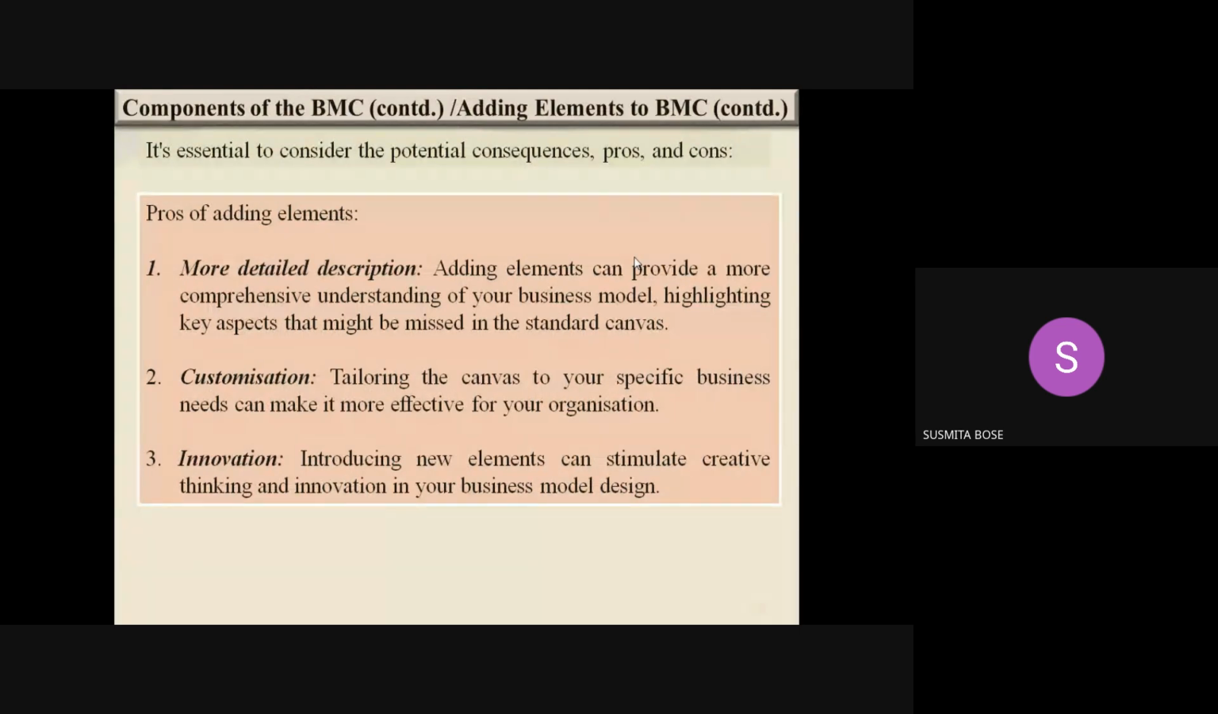But it's essential to consider the potential consequences of adding elements, the pros and cons. The pros of adding elements: it can provide a more comprehensive understanding of your business model, highlighting key aspects that might be missed in the standard canvas. Tailoring or customizing the canvas to your specific business needs can make it more effective for your organization. Introducing a new element can stimulate creative thinking and innovation in your business model design.